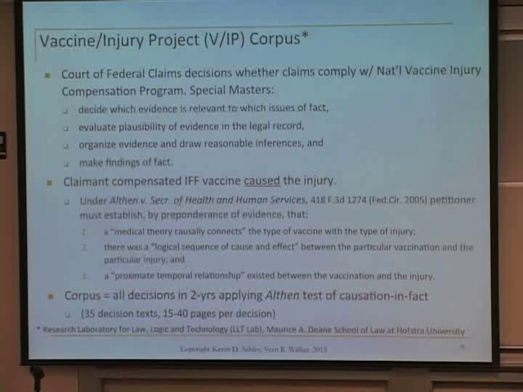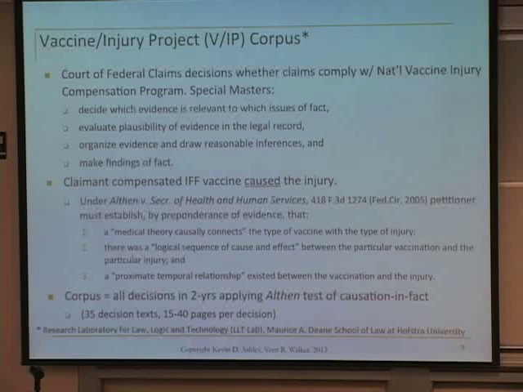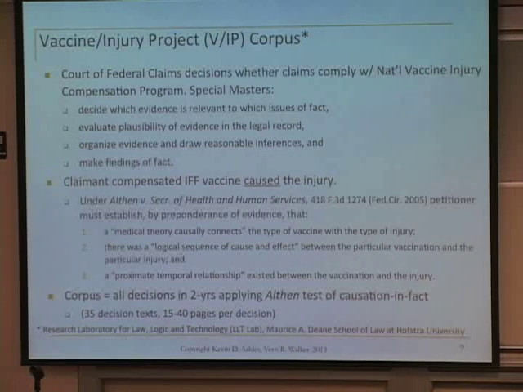So our corpus is all 35 decisions in a 2-year period following the Althen test of causation in fact, with each decision approximately 15 to 40 pages. And all of this has been compiled by Vern Walker at Hofstra Law School.